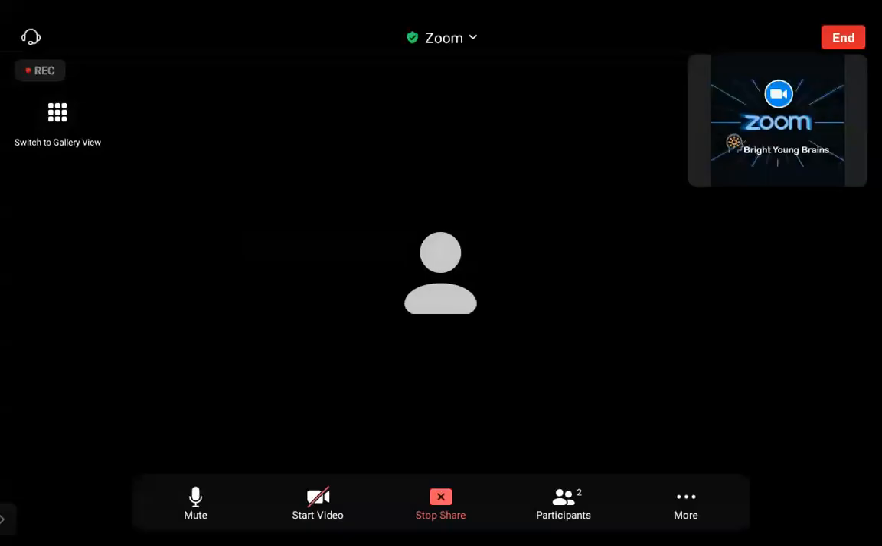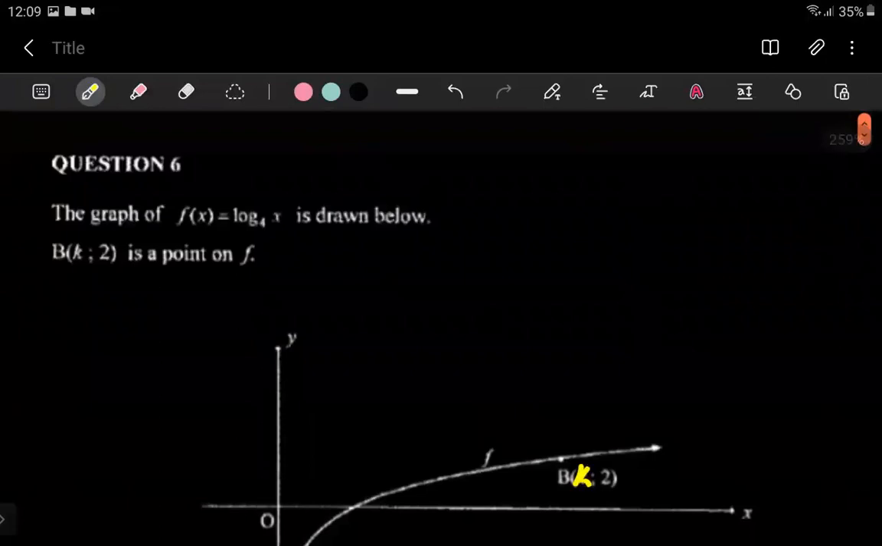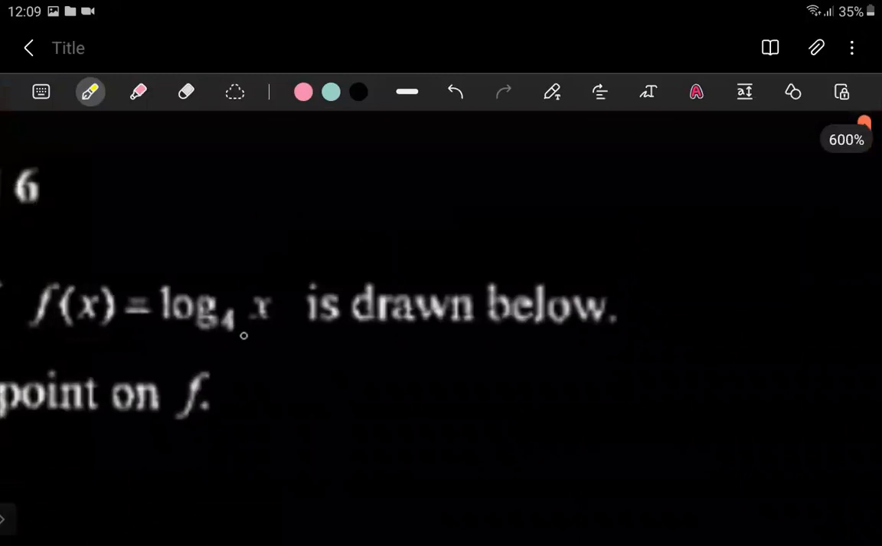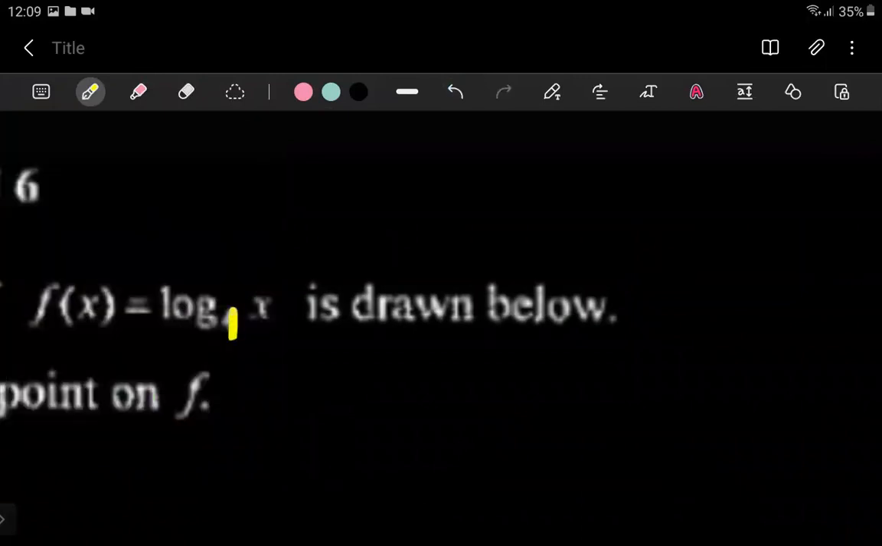So if you look at this question, you mentioned the 2021 November paper. So let us do what needs to be done. It says here f of x is log 4x. It's log 4x, right? So this is a 4, then we have an x here.